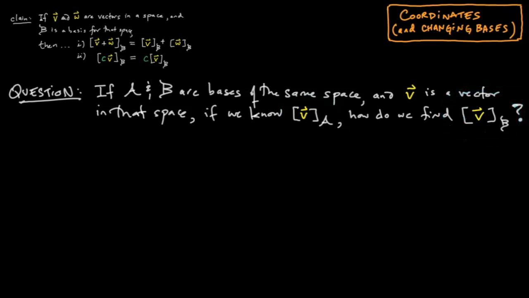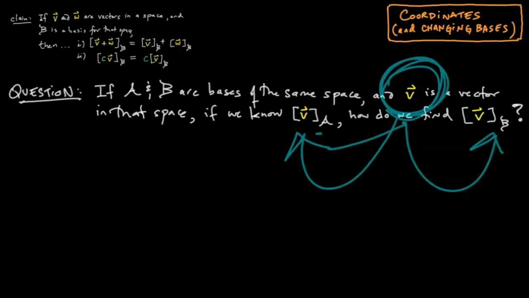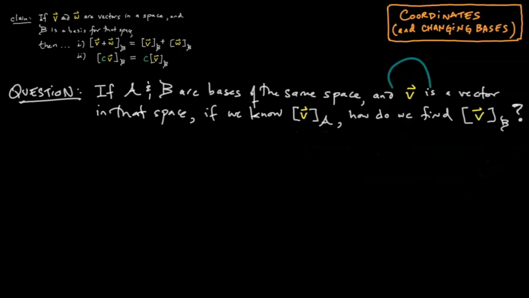So this is a problem of translation. We have the same object that can be described in two different languages, basis A and basis B. If we know how to describe it in one, we should be able to translate so that we have its description in the other language as well. But how do we do that?